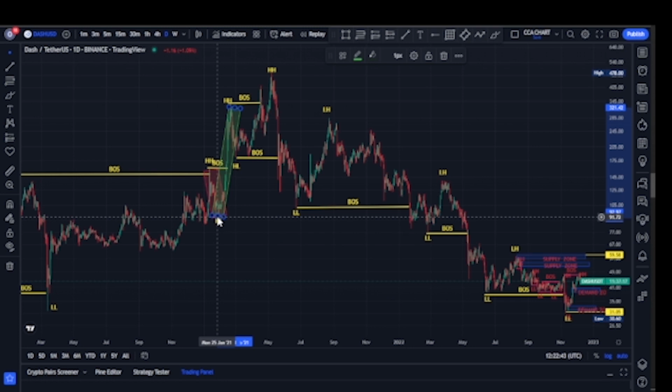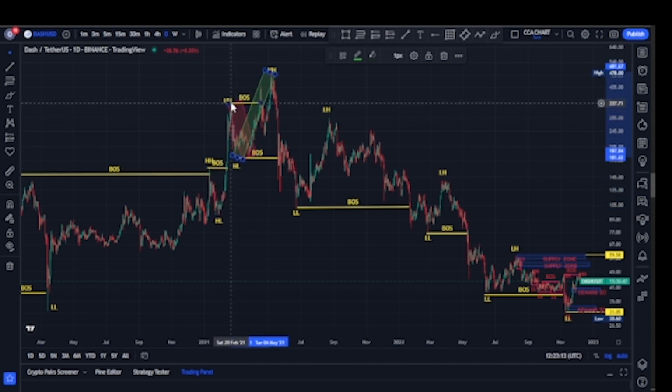The bulls came back, took price from that $90, broke more structure to the upside, and took price to about $327. And guys, expecting a pullback.